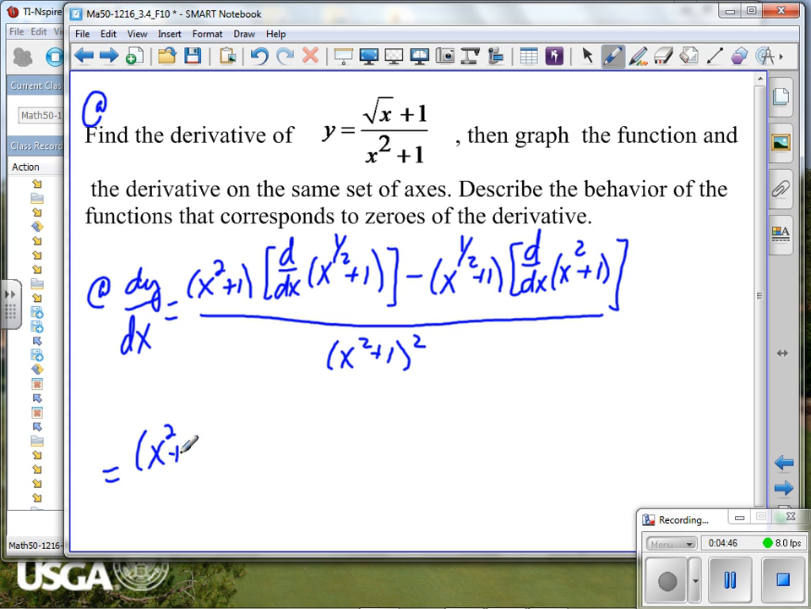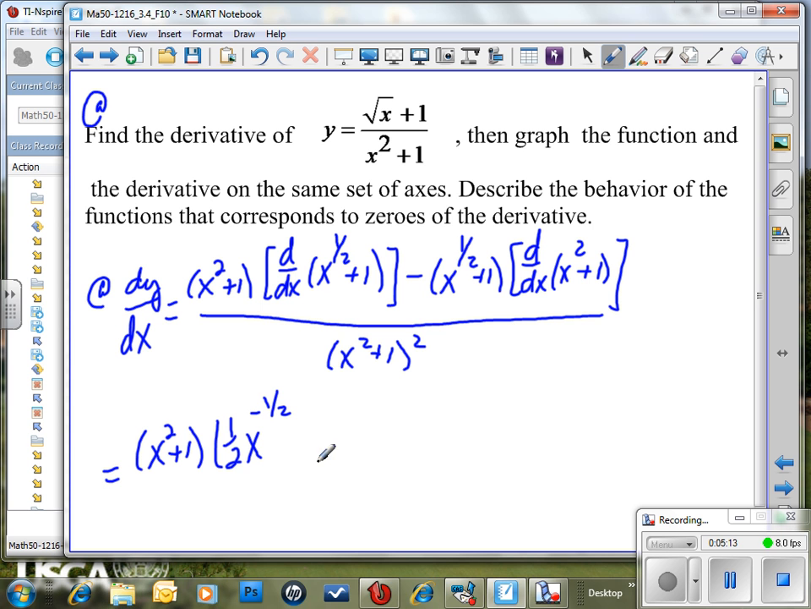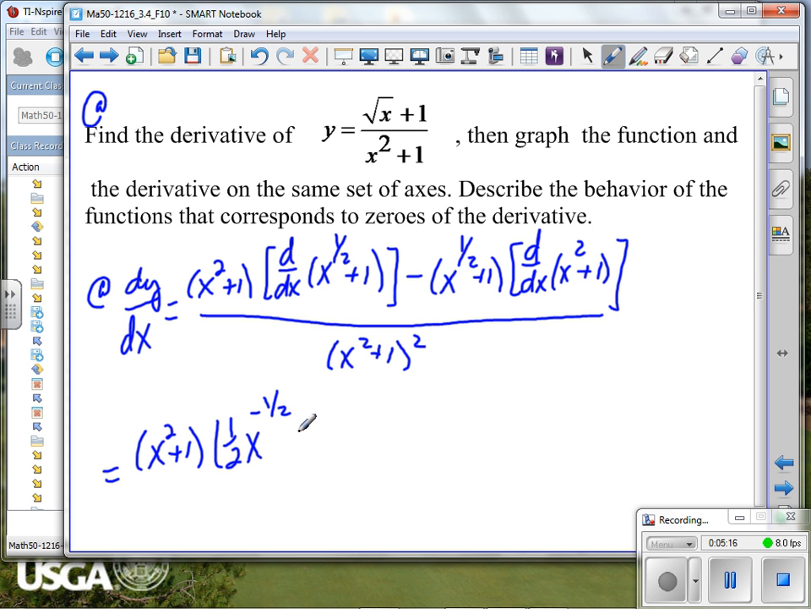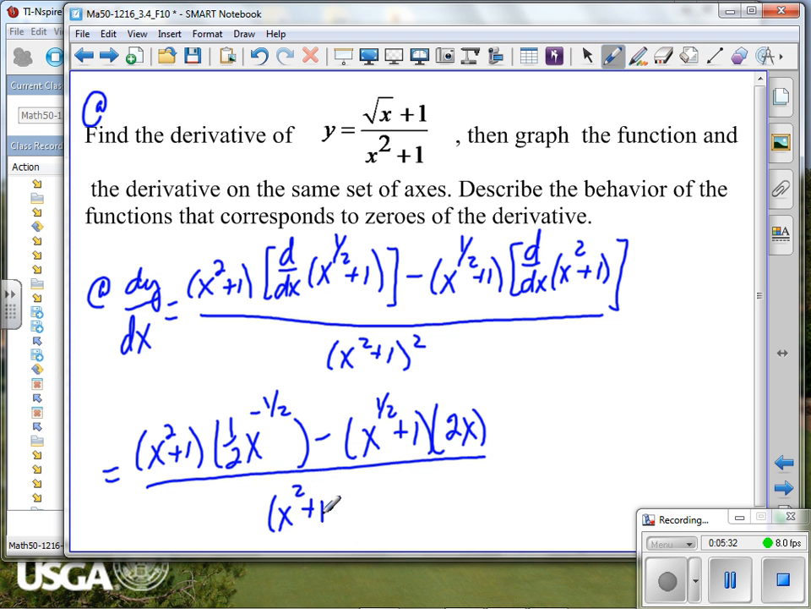The second one is actually to take the derivatives, and of course with the chain rule sometimes you've got more than one step of showing me derivatives. You can't always do it all in one step. So we have now x squared plus 1 times the derivative of x to the 1/2. You don't have to show me any steps for that. You can just write it out: 1/2 x to the negative 1/2, and then of course the derivative of 1 would be 0, minus the quantity x to the 1/2 plus 1, and the derivative of x squared plus 1 would be 2x. All of it divided by the square of x squared plus 1.